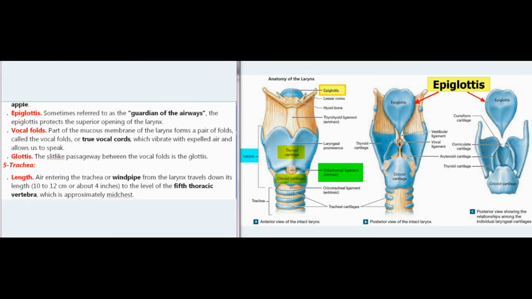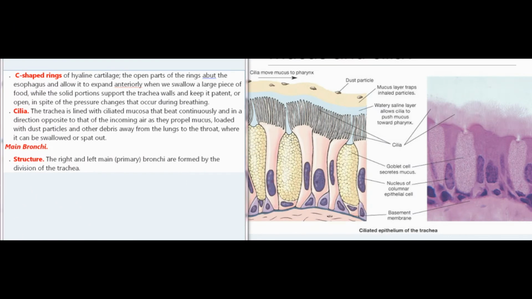5. Trachea. Length. Air entering the trachea, or windpipe, from the larynx travels down its length, 10 to 12 centimeters or about 4 inches, to the level of the fifth thoracic vertebra, which is approximately mid-chest. Structure. The trachea is fairly rigid because its walls are reinforced with C-shaped rings of hyaline cartilage. The open parts of the rings abut the esophagus and allow it to expand anteriorly when we swallow a large piece of food, while the solid portions support the trachea walls and keep it patent, or open, in spite of the pressure changes that occur during breathing.